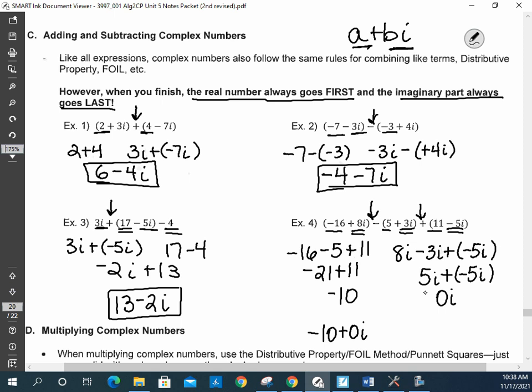But since the imaginary part is 0, you can also just write this as negative 10. So either one of these is acceptable. Either one is fine. So adding and subtracting, still pretty simple. Combining like terms, putting it back in the standard form. Very simple to work with.